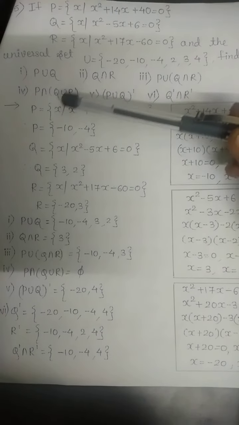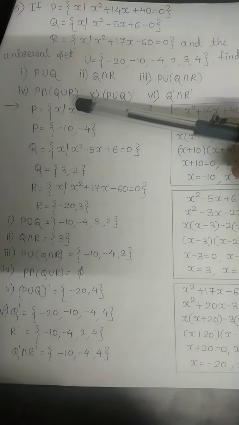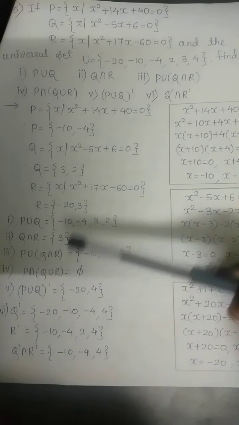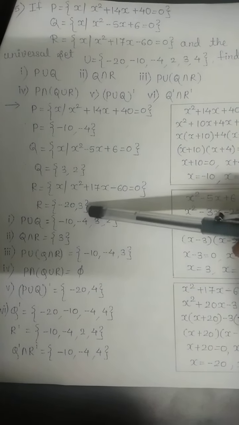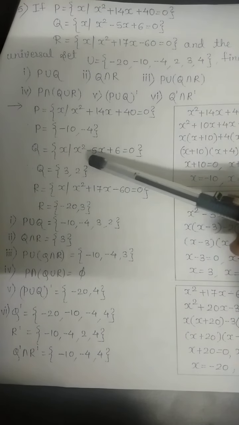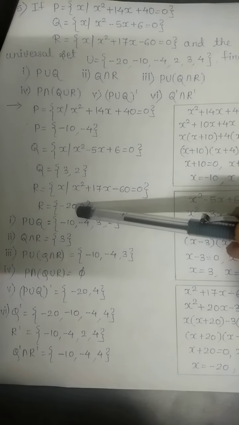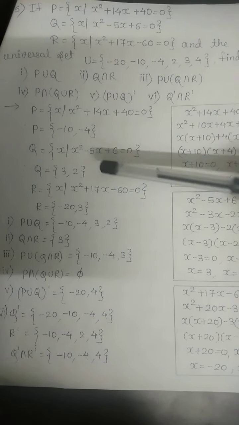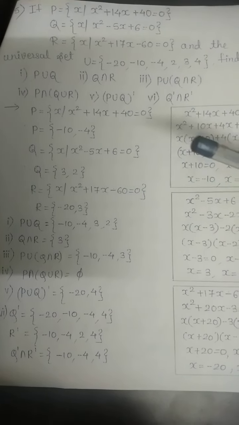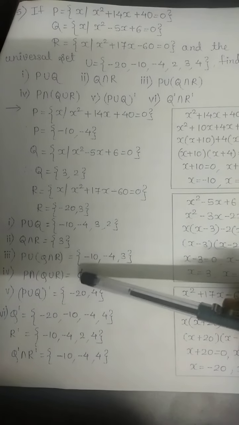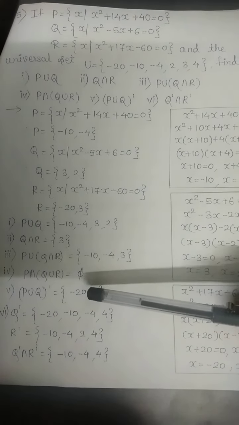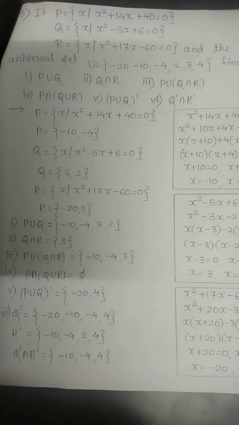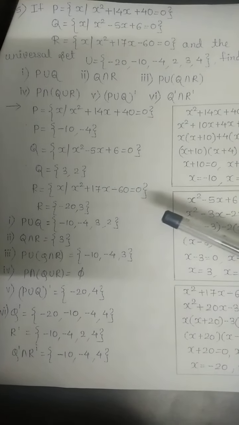Now next we require P intersection (Q union R). First we will find Q union R. So the elements will be 3, 2, -20. And now we compare this with P. Is there any common element? No. Therefore the answer for this is empty. Since there are no common elements, we get the answer as the null set, or we can write empty.